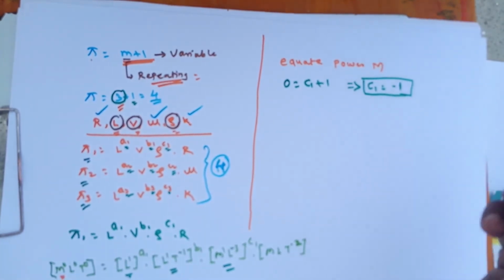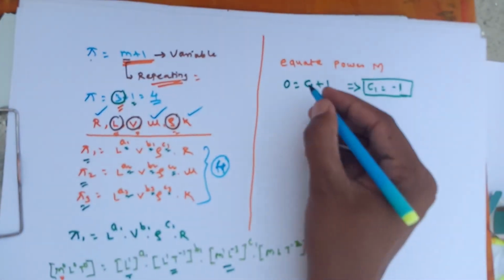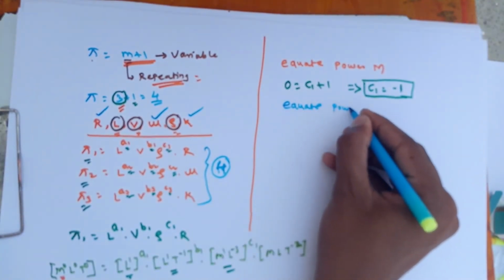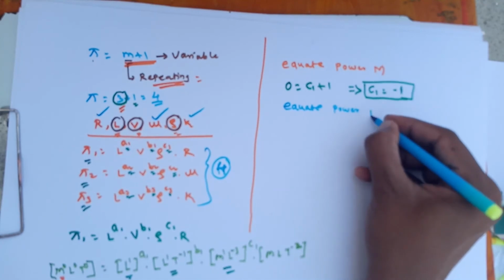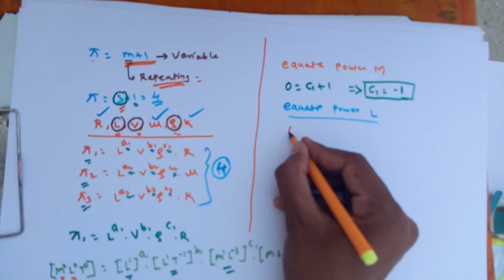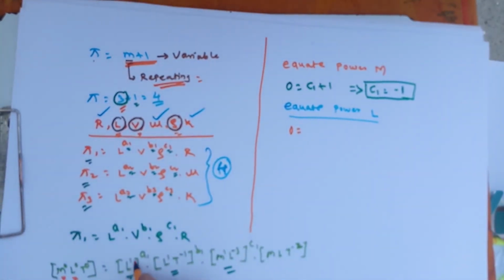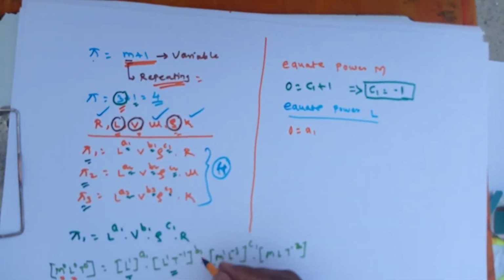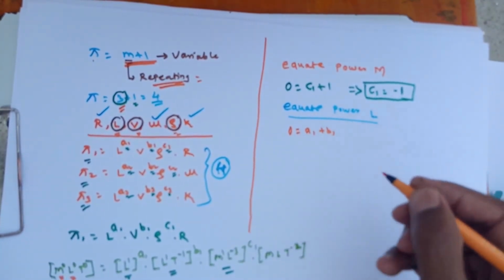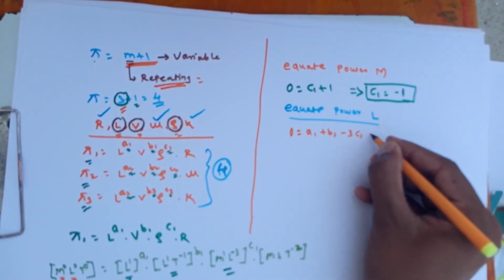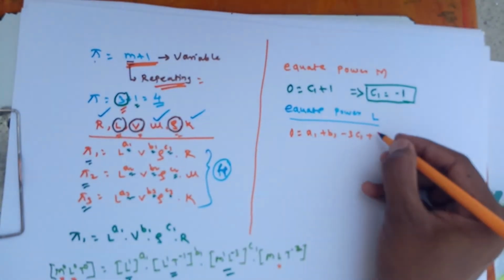Similarly, I have to equate the power of l. So now, equating the power of l, the left hand side power of l is equal to 0. So 0 is equal to, here l raised to 1 raised to a1, that means a1, l raised to 1 raised to b1, that means plus b1, l raised to minus 3 raised to c1, that is minus 3c1, plus l raised to 1 is there, plus 1.